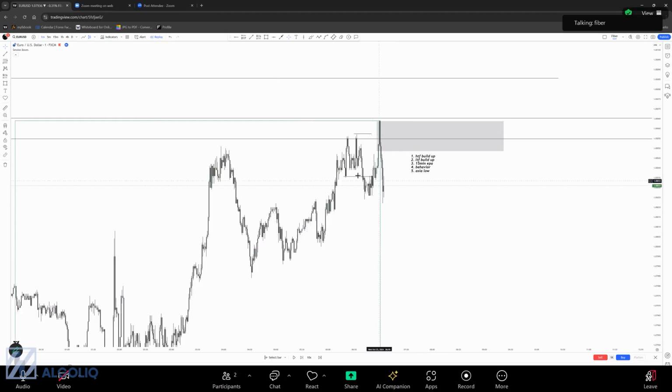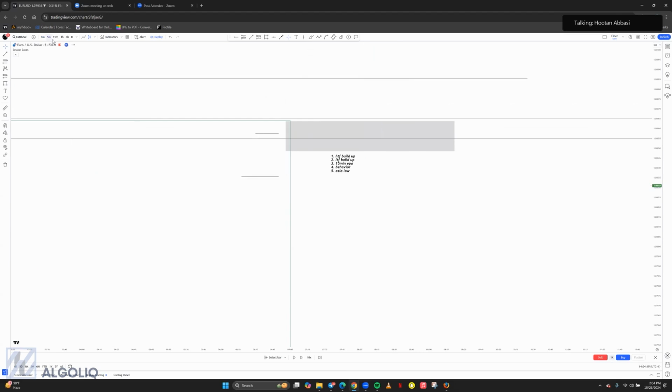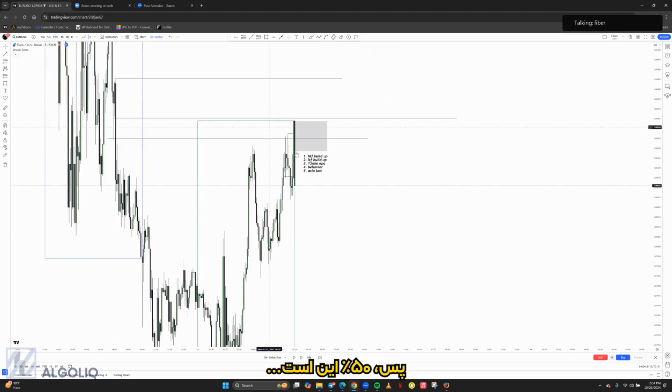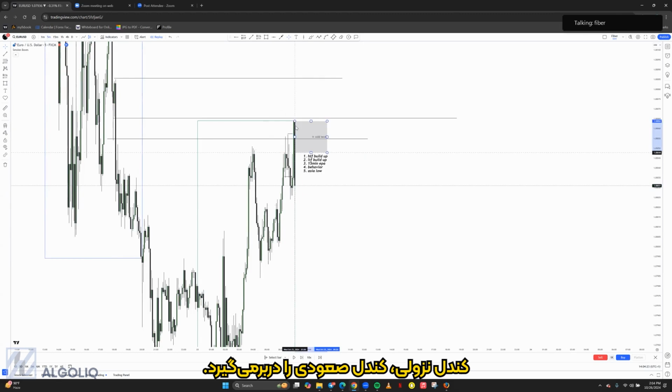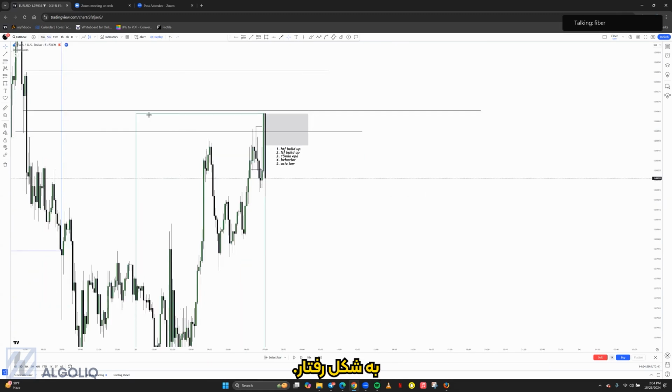Engulfing, what do you mean by that? Like price? Yes, price engulfed. The 50% is the bearish candle engulfs the bullish candle. So engulfing mitigation is what we're going to trade in form of behavior.